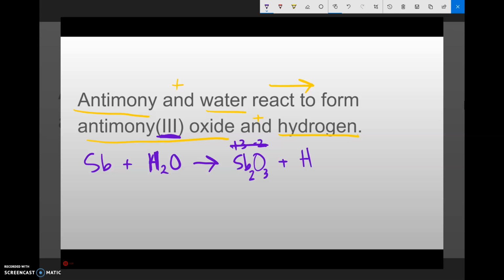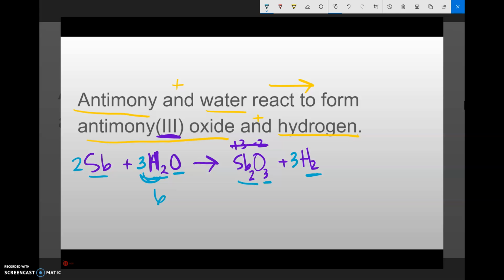Hydrogen is H. It's a diatomic, also known as a Brinkelhoff, so we're going to put a 2. Okay, now let's go ahead and balance this. We have 1 Sb, 2 Sb, so we're going to put a 2 in the front. We've got 2 hydrogens, that's lovely. We have 1 oxygen, 3 here, so we need to put a 3 in front of the water. Now that we've done that, we've changed our hydrogen to 6, so over here, 2 times what makes 6? 3. 3 times 2 makes 6.